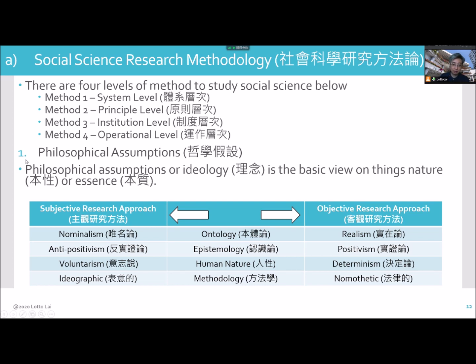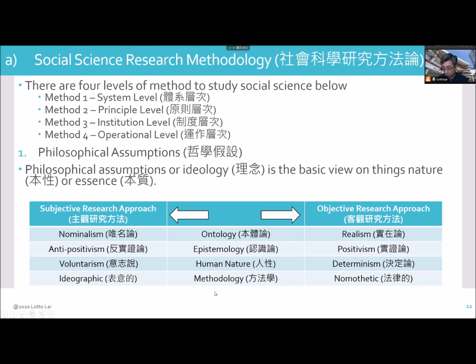Hypothetic assumption or ideology is a basic view of things, and of nature and essence. So you can see this diagram. There is a subjective research approach compared with the objective research approach, and there are different types of both approaches to identify. But I'm not familiar with them. If you are interested, you can study more about that.